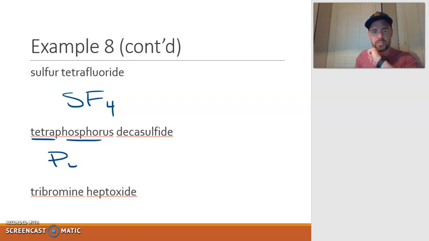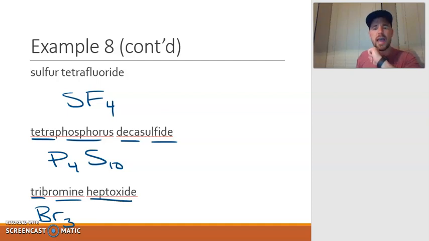Tetraphosphorus, so phosphorus has 4. Decasulfide, sulfur has 10. And then tribromine, bromine has 3. Notice it's heptoxide, so it's oxygen with 7. So we don't say heptaoxide, we just say heptoxide. A lot of times that happens. So when you get two vowels next to each other, often we'll drop the vowel on the prefix.